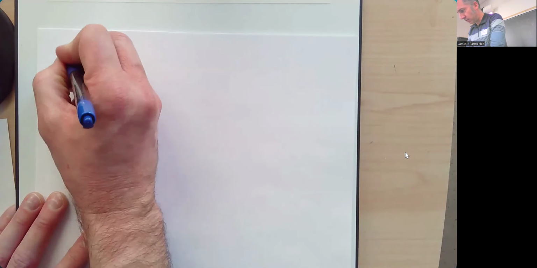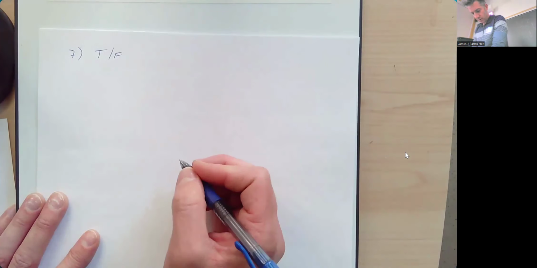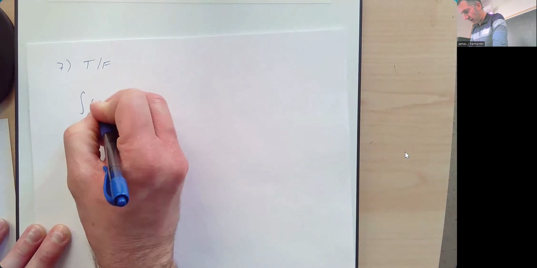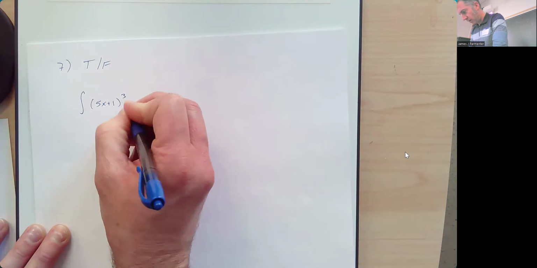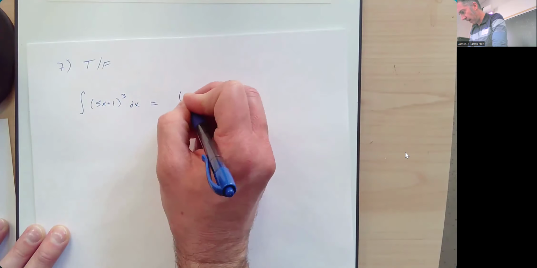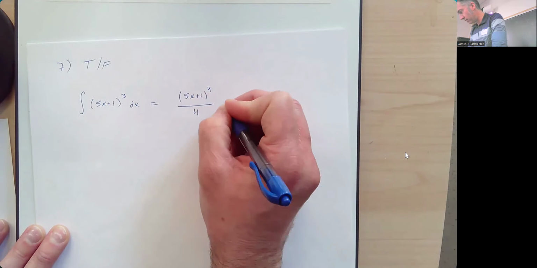So here comes number 7. And these are true or false questions, or right or wrong. I like true or false better though. So true or false. The integral of (5x plus 1) cubed dx is equal to (5x plus 1) to the 4th divided by 4 plus c.